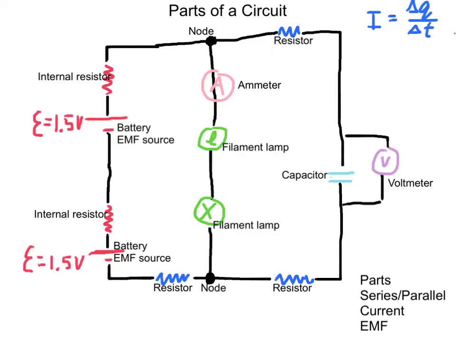It provides a voltage. Your battery, sometimes you'll see a little script E for that, will be rated in terms of electrical potential difference, aka voltage. Like these two batteries are 1.5 volts. That's a common voltage for almost all batteries there.